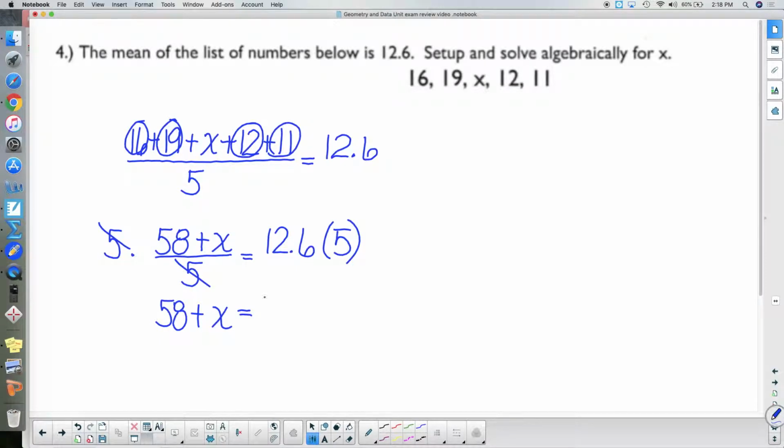And when I do that, I get 63. And then as I solve, I can go ahead and subtract the 58 on both sides, and you can get your final answer for what's the missing value in that set of values.